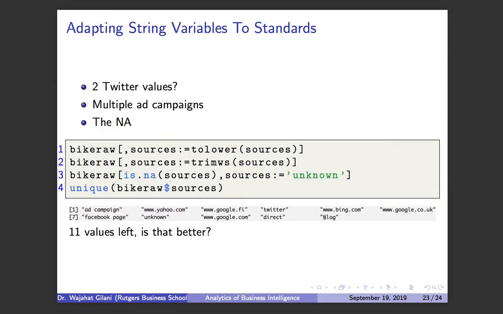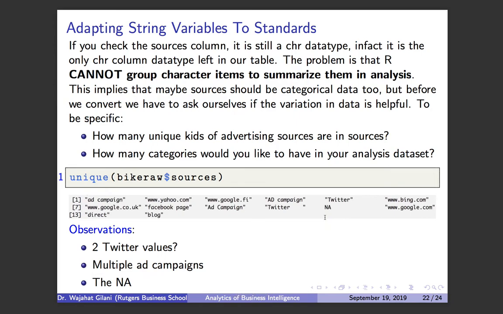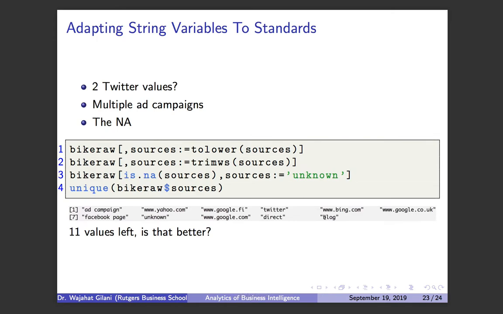So firstly, before we even think about anything else, let's fix these obvious mistakes. Now, the 2 Twitter values, the multiple ad campaigns, and NAs. Let's first address the fact that our ad campaigns are of different types. An easy way to deal with this, guys, just make everything lowercase. In R, we have a neat little function called toLower that makes alphanumerics all lowercase. And obviously, we have another function toUpper to make everything uppercase. All right. So I'm going to go ahead.